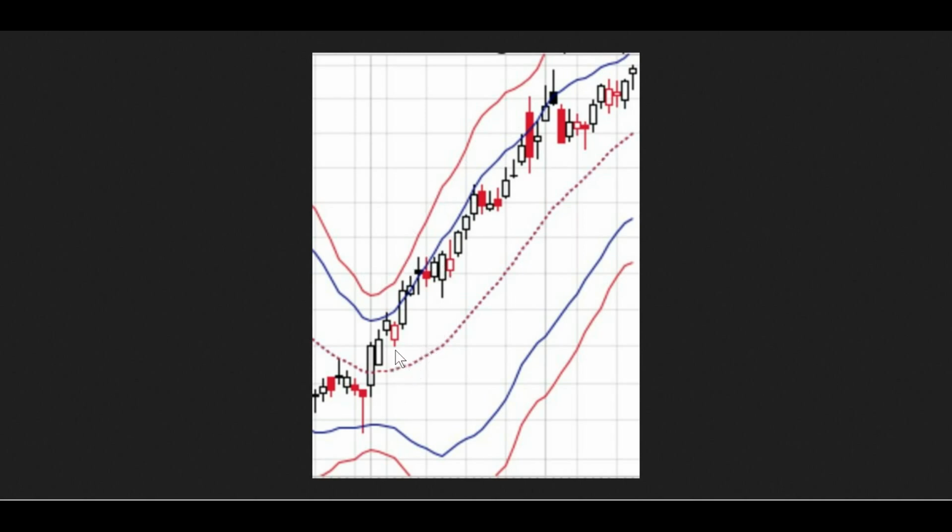In order to let your winners really run, you can buy at the lower 2 standard deviation Bollinger Band like you normally might do, but then don't sell until it hits the 3 standard deviation upper band there. As you can see, it's really running here, and you would make a much bigger profit potentially than if you had just sold here after buying here.